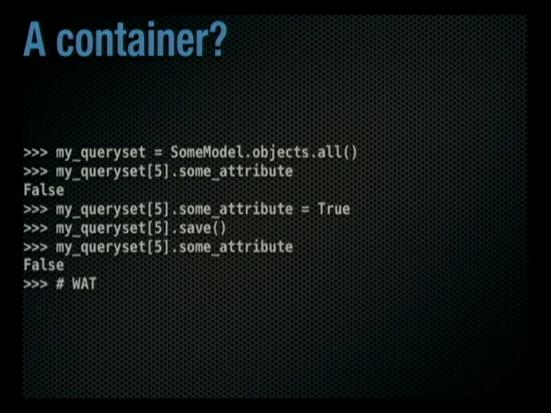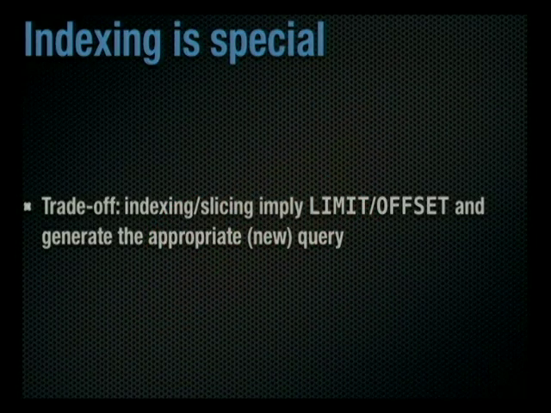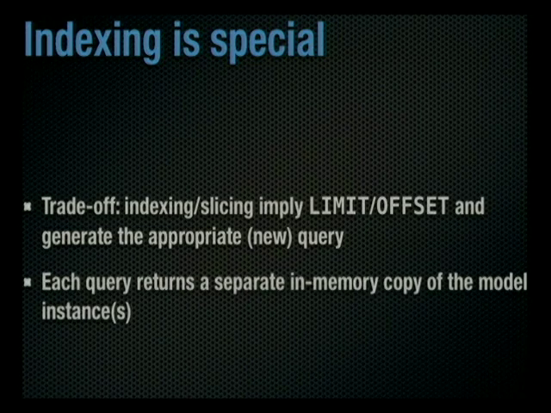Thought a query set was supposed to be a container. Well, this is why I spent that time going over methods and operations and things that force a reevaluation of a query set. Because indexing is special in a query set. Indexing and slicing simply turn into limit and offset, or whatever your database's equivalent of those are, and will generate a brand new query. Each and every query has its own separate in-memory copy of the model instances it's returning.